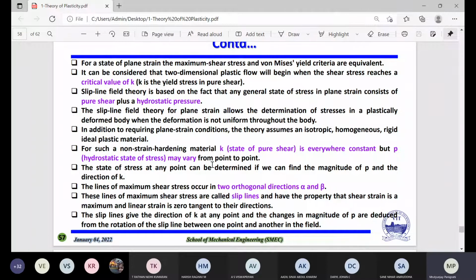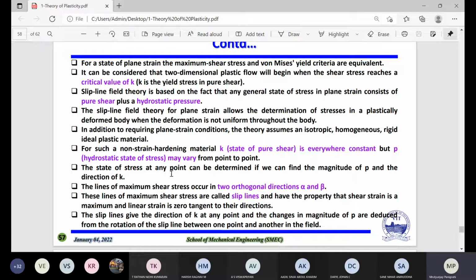Sometimes, I remember, I gave you the copper sulfate example. Whenever you are decomposing something, at least one parameter you have to fix, and the other parameter you have to vary. But the moment you vary both parameters, it will be much more difficult because you cannot judge or analyze it. Similarly here, the state of pure shear stress is everywhere constant, or you are making it constant, but at the same time you have to vary the hydrostatic stress, for example the P, and then only you have to adjust something.